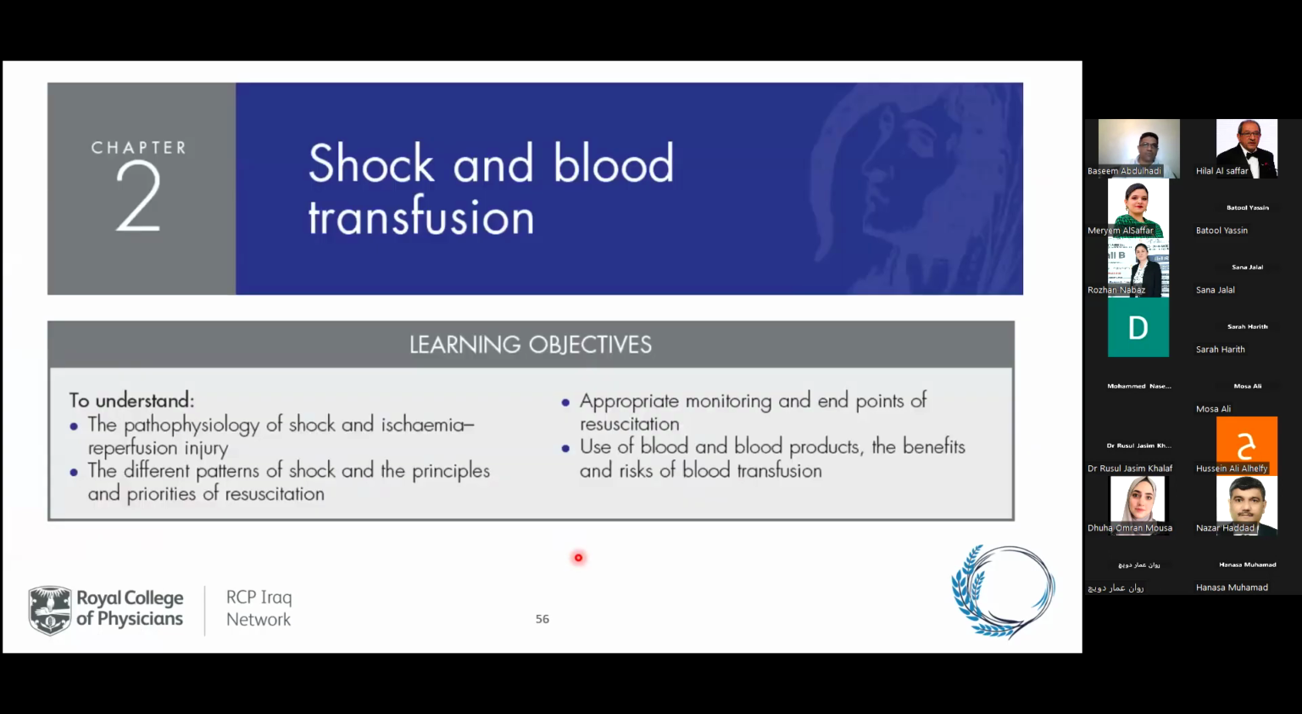Another example of poorly written learning objectives: this is chapter 2 in Short Practice of Surgery, in the chapter on shock and blood transfusion. Learning objectives: 2, understand. Understand is one of the verbs that cannot be evaluated, that cannot be measured. So it is a non-measurable verb. To understand, how can you assess the students' understanding about the pathophysiology of shock and ischemia reperfusion injury? To understand the different patterns of shock and the principles and priorities of resuscitation, and so on. So these are examples of objectives in the chapters of our references in medical school.